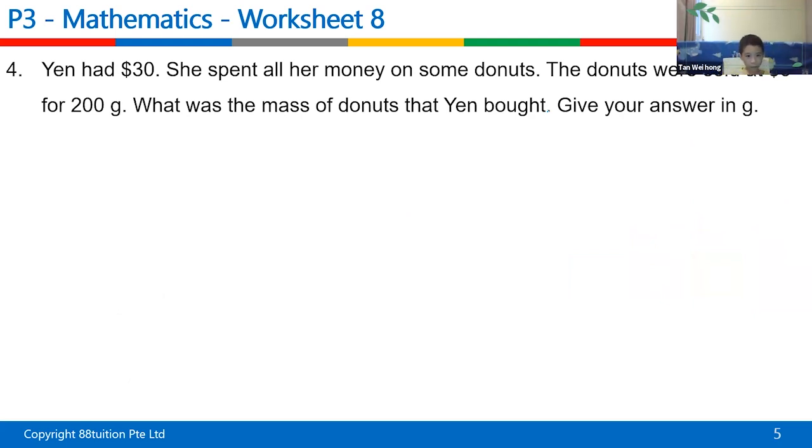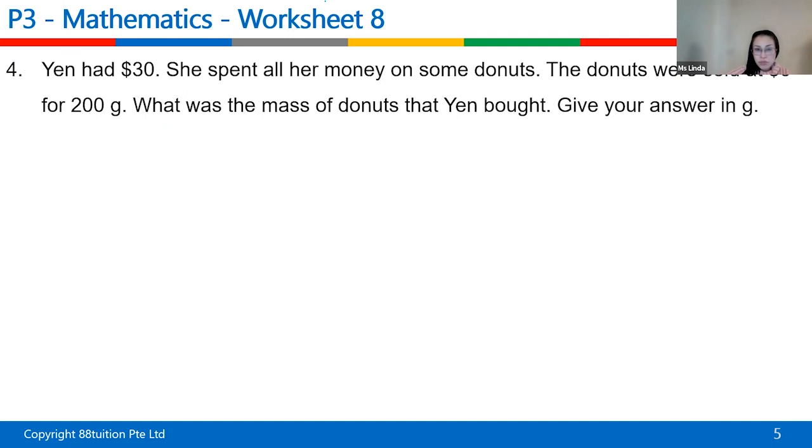Yen had $30. She spent all her money on some donuts. The donuts were sold at $6 for 200 grams. What is the mass of donuts she bought? Give your answer in grams. How am I supposed to do that? Okay, first step first. Yen had $30.